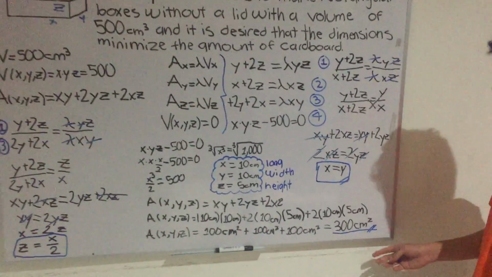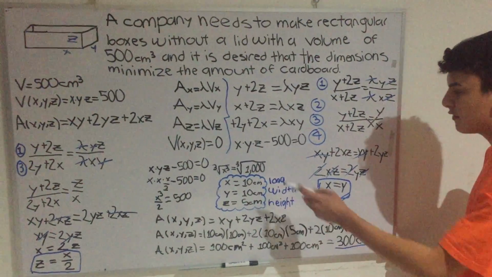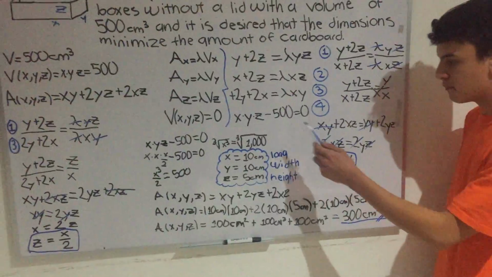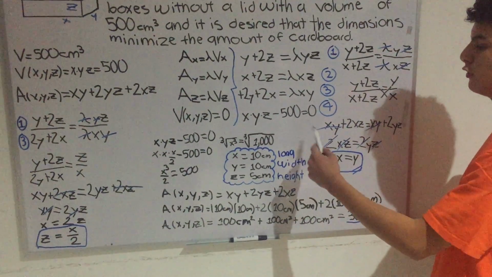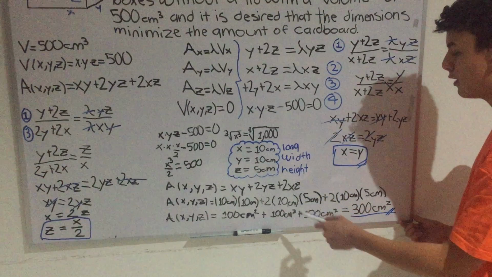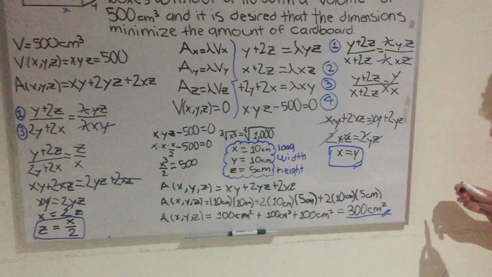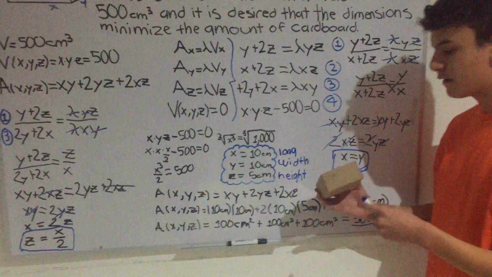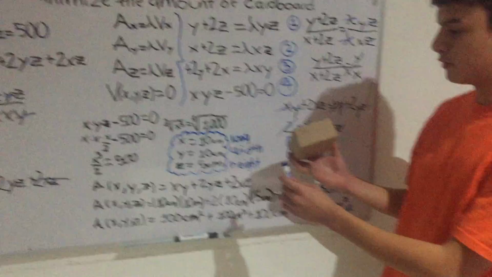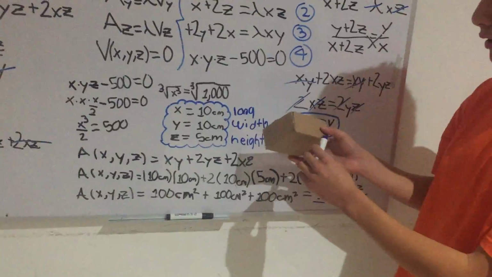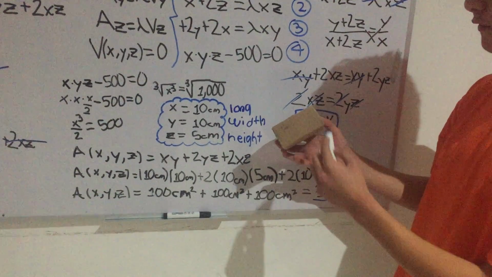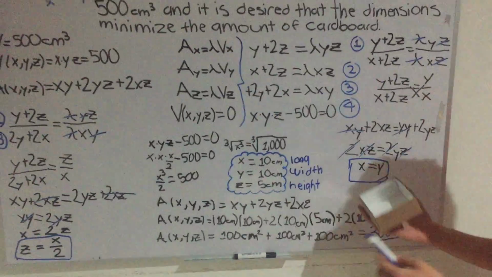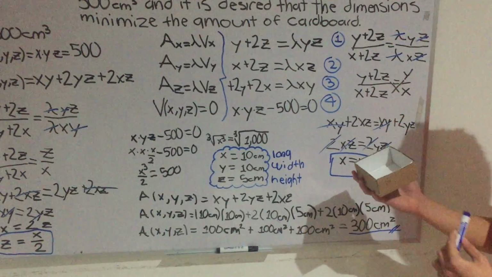So with these dimensions, x for the length, y for the width, and c for the height, we minimize the amount of cardboard, and this is the minimum amount of cardboard. And I have an example right here. So x, that is the length, is 10 centimeters, y, that is the width, is 10 centimeters, and c, that is the height, is 5 centimeters. And we have that the volume is 500 cubic centimeters, and we have used the minimized amount of cardboard.